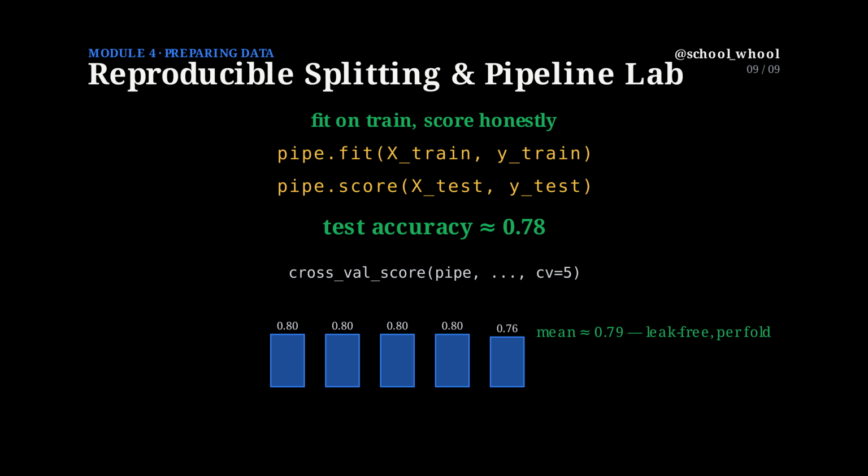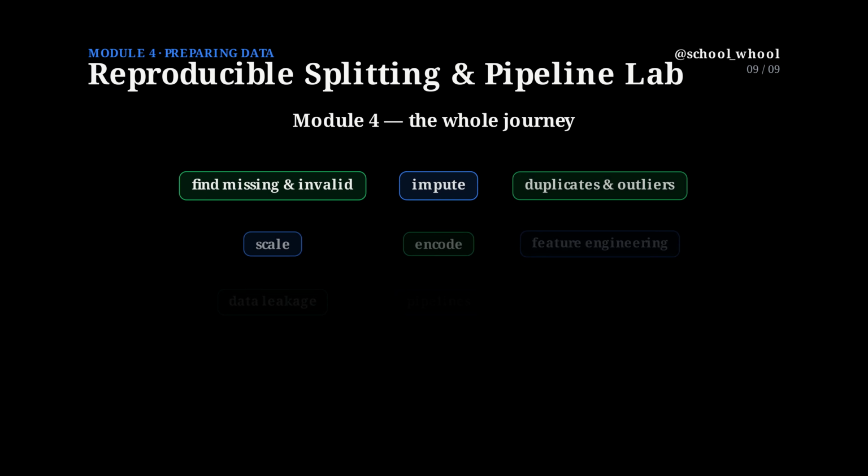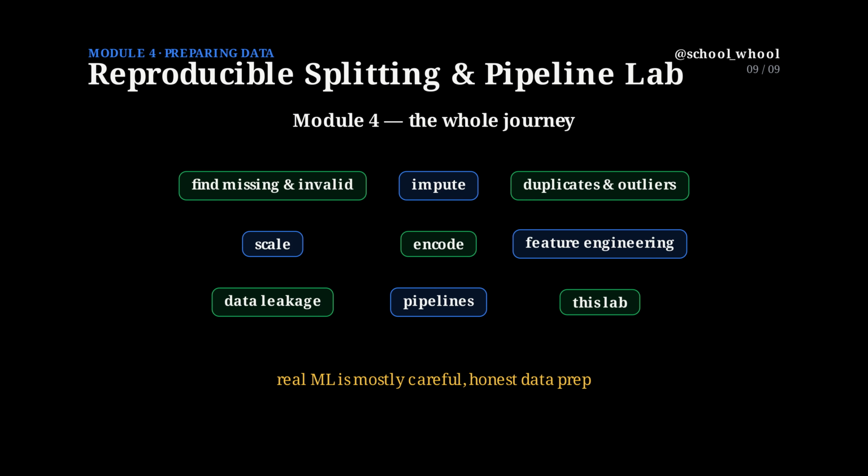Step back and look at everything this module gave you. You learned to find missing and invalid values, to impute them, to handle duplicates and outliers, to scale features, encode categories, and engineer new ones, to spot data leakage, and to shut it down with a pipeline. Real machine learning is mostly this: careful, honest data preparation. Get this right, and the modeling is the easy part.